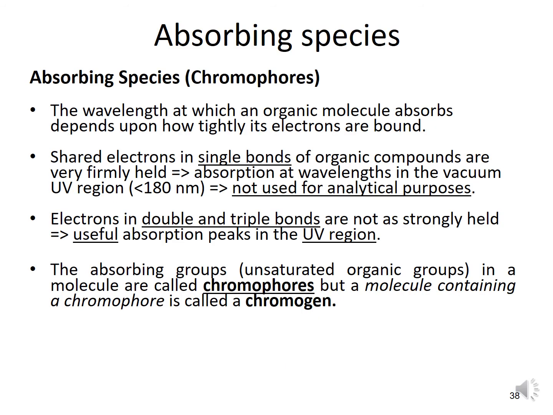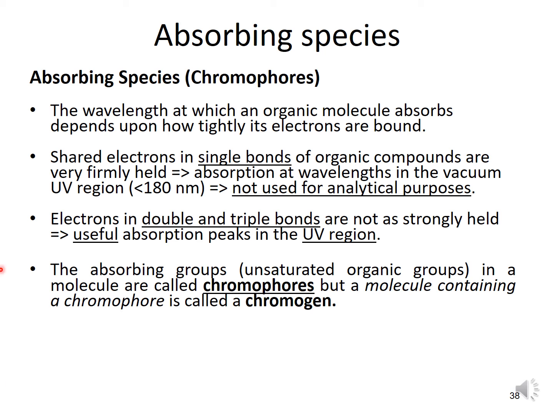Okay, now we go to the absorbing species, which are called chromophores. Why do we need to learn about the absorbing species? Because the absorbing groups or unsaturated organic groups in a molecule are called chromophores, and a molecule containing a chromophore is called a chromogen. So there must be one molecule that can absorb the energy from the external source.